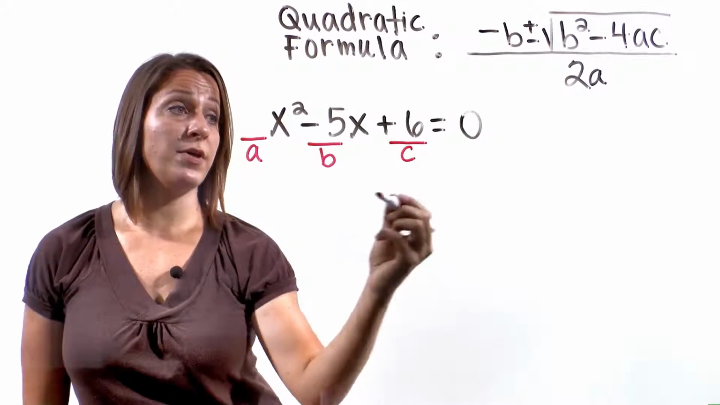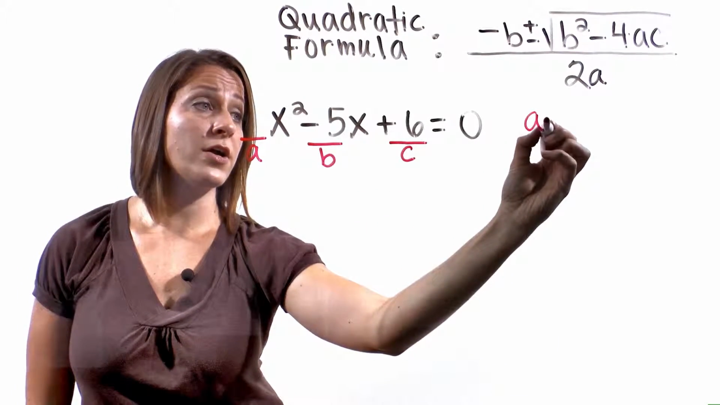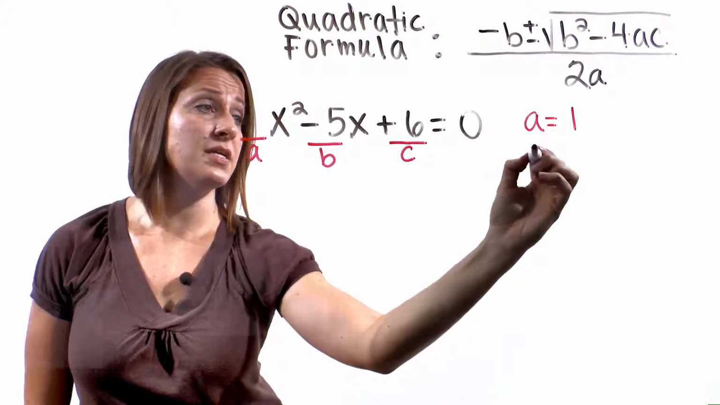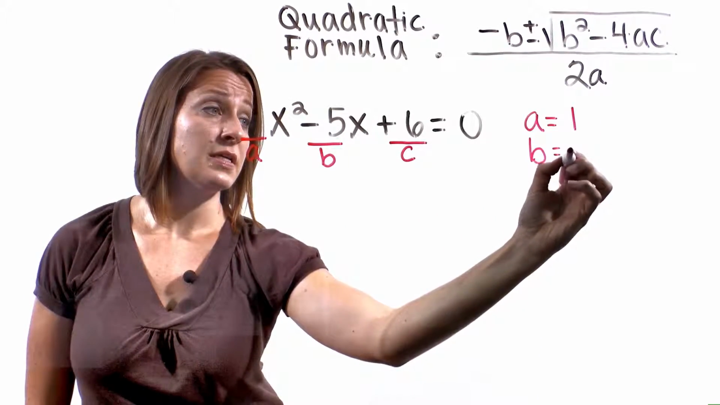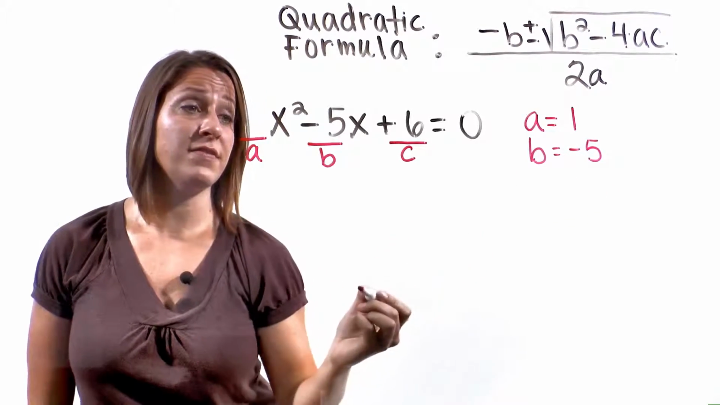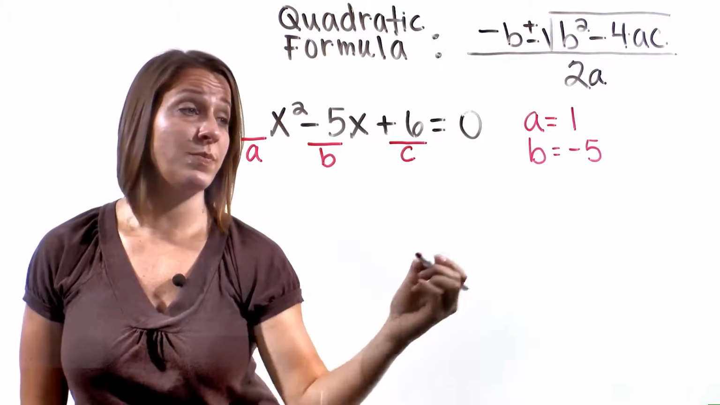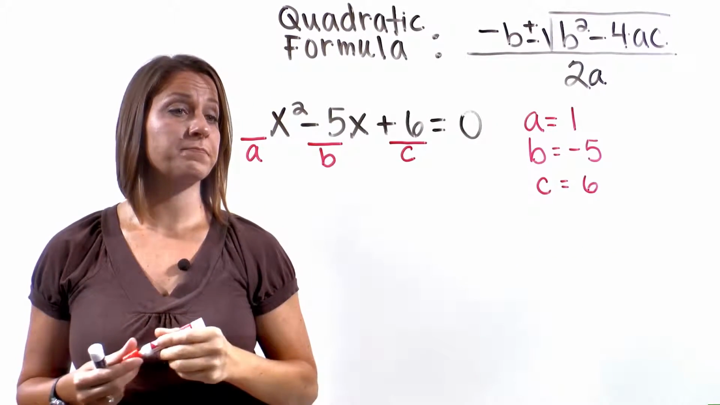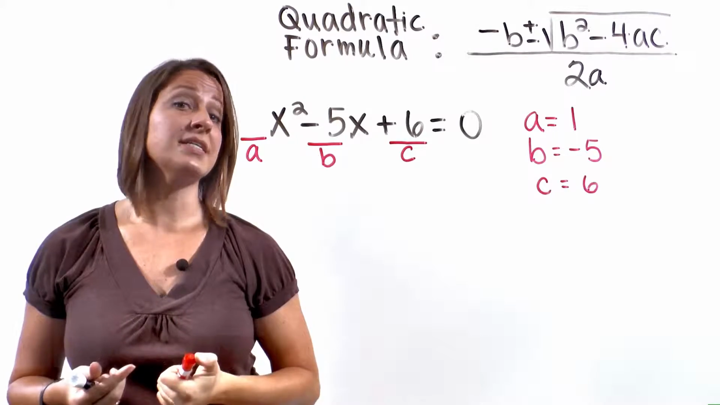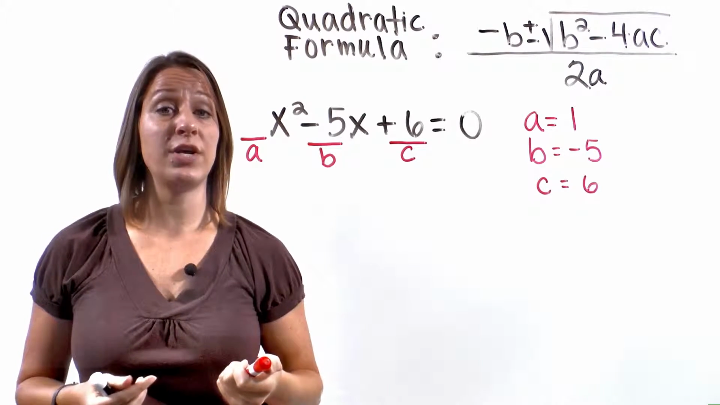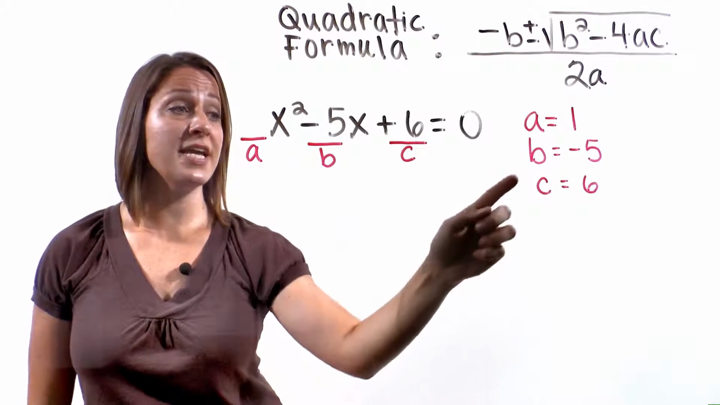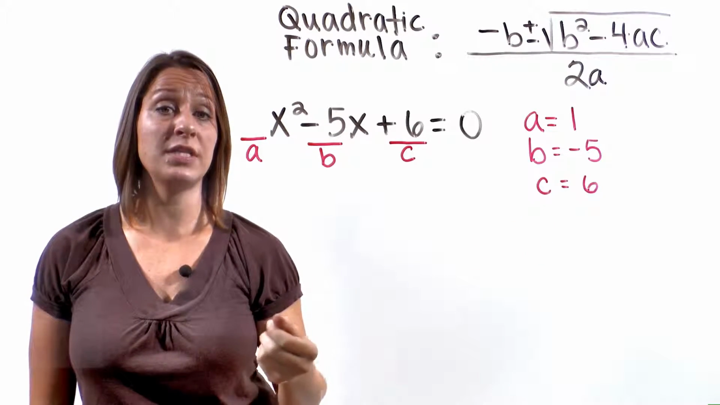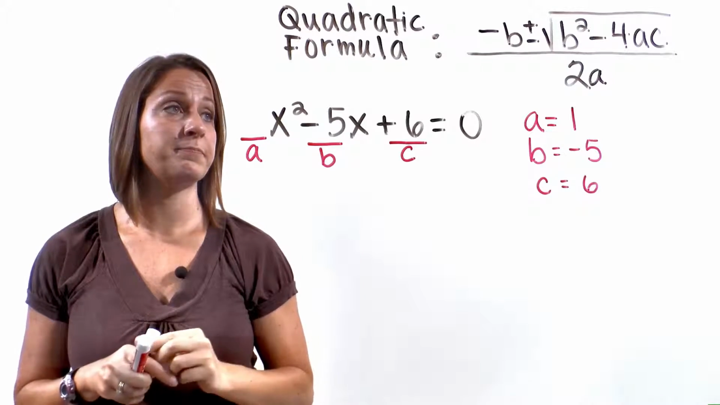So for this problem, a equals 1, b equals -5, and c equals +6. Next, we're going to take our quadratic formula, we're going to take our values of a, b, and c, and we're going to substitute them directly into the formula.